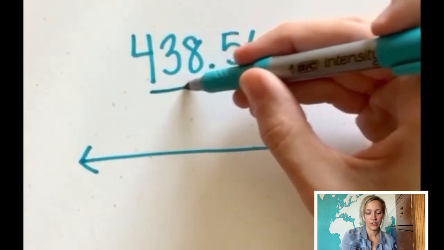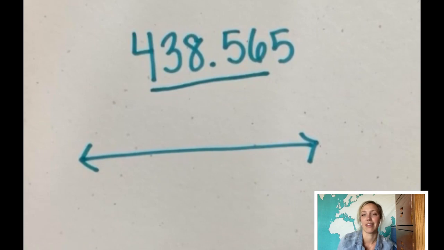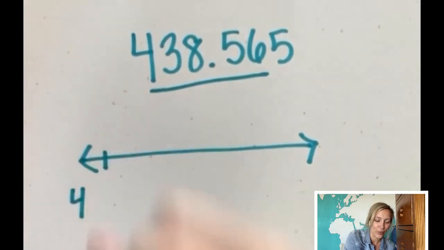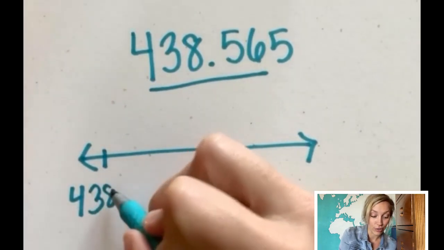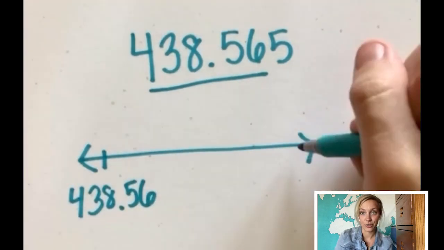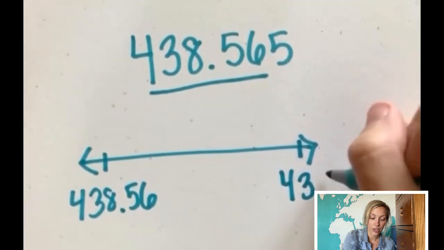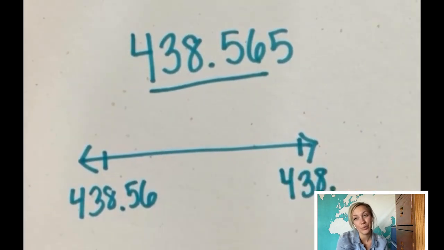Now I'm going to underline up to my hundredths place. That is going to become my left benchmark. So 400, that's my lowest number. It could be in between 38 and 56 hundredths. Now my right benchmark will be 438 and 56 hundredths. What's one more hundredth?